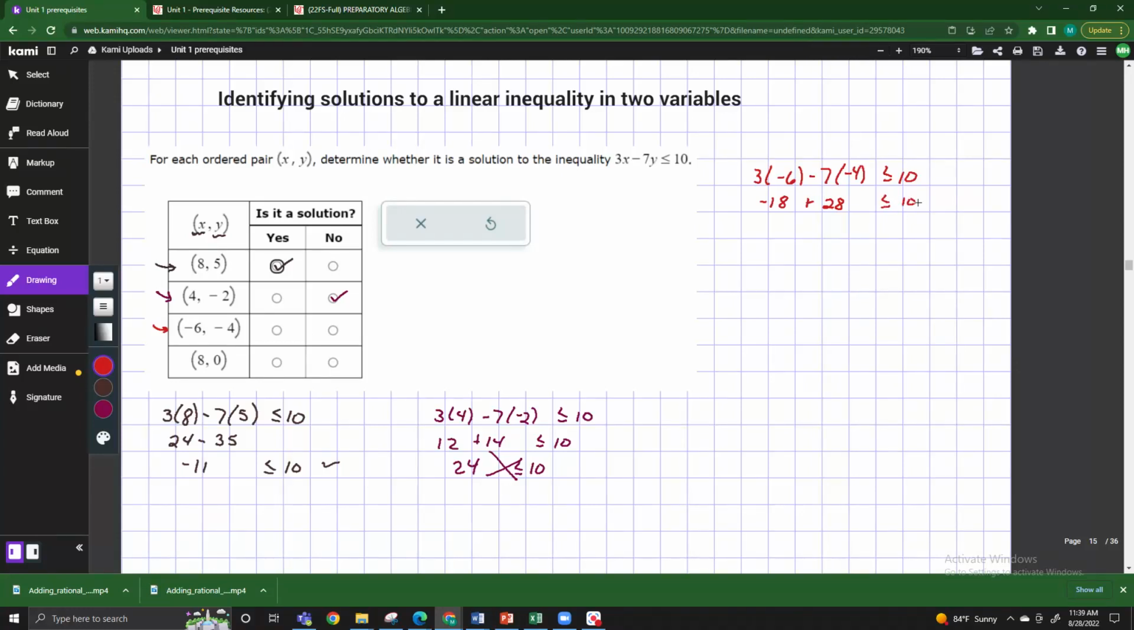So I have to make sure that I remember those inequalities. If there's a line underneath it, it could be the same. So 18 and 28. So 28 minus 18 is 10. And 10 is actually equal to 10. But since I have the line underneath it, it is valid. So that is an equal to. So that is a yes.